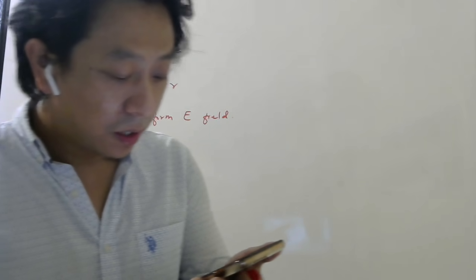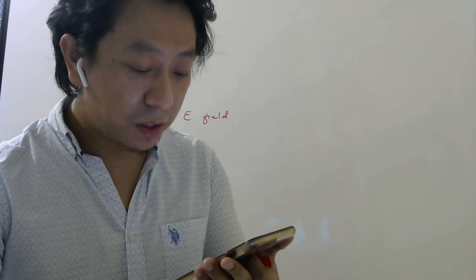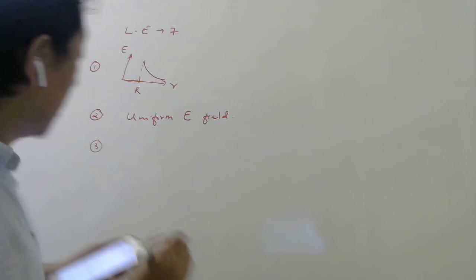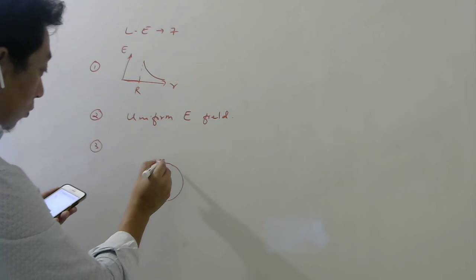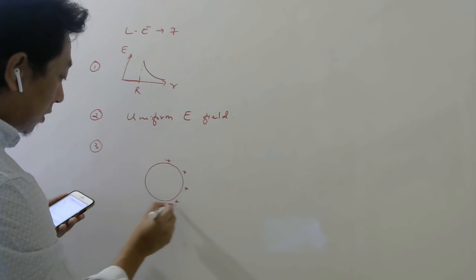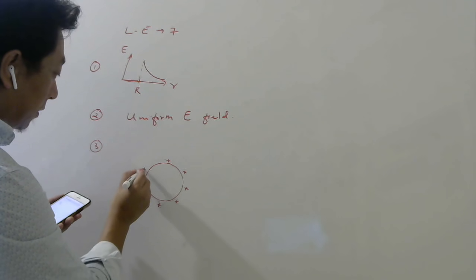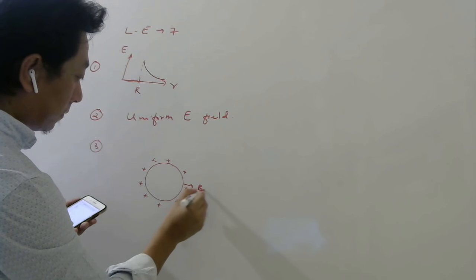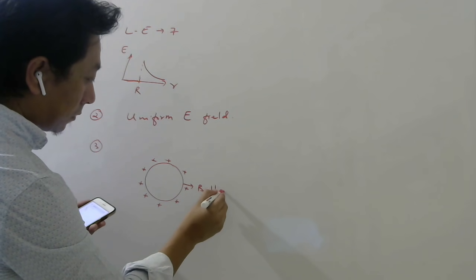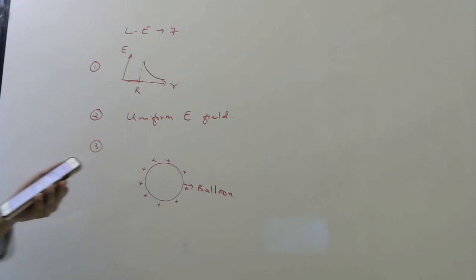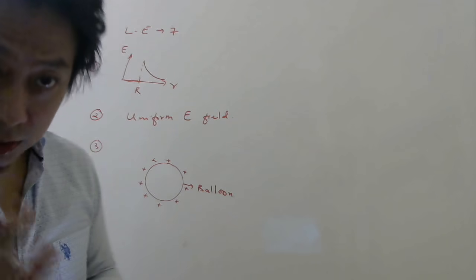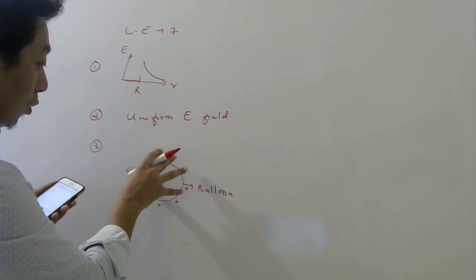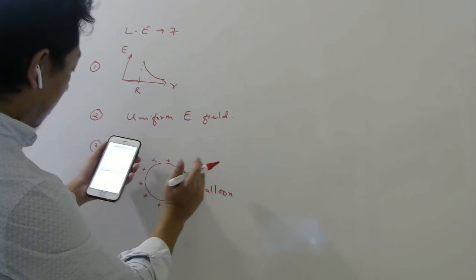A spherical rubber balloon carries a charge that is uniformly distributed over its surface. So there is a balloon, which has charge uniformly distributed over its surface. Now, as the balloon is blown up, listen carefully, as the balloon is blown up means as this balloon becomes bigger.